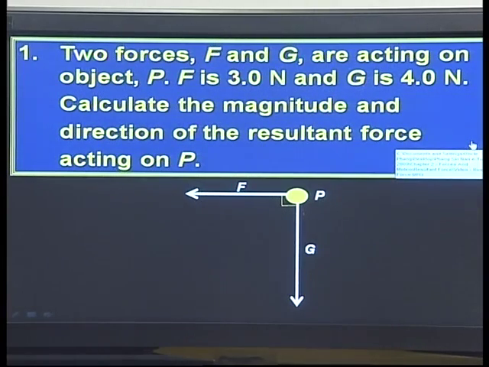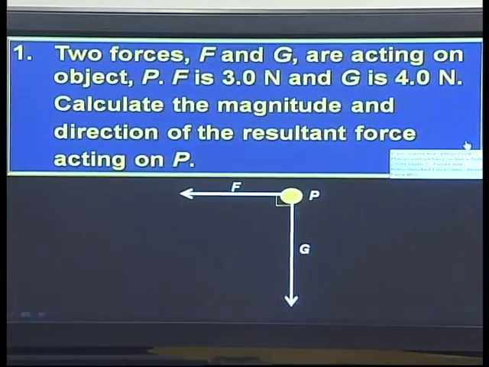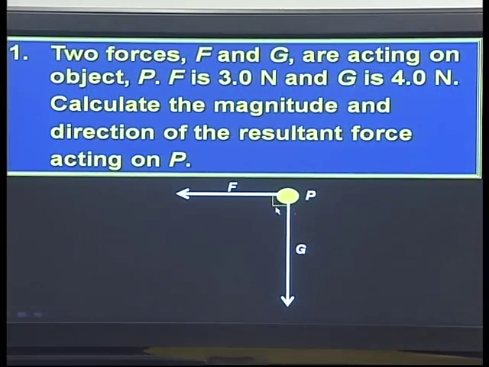Now, in resultant force, in this question, let us look at it. There are two forces, F and G, acting on an object P. Now, F is given to be 3 newtons and G is 4 newtons. The angle in between, as you can see here, is 90 degrees. There are two parts to the question. Calculate the magnitude and the direction of the resultant force acting on P. So that is the question.